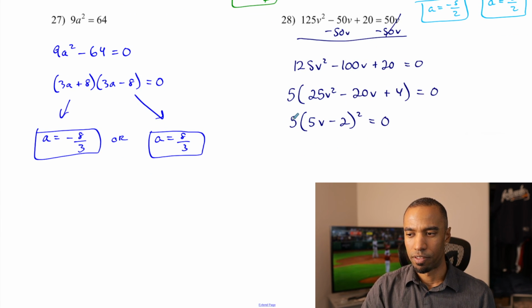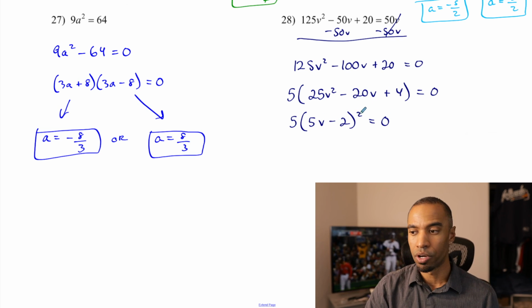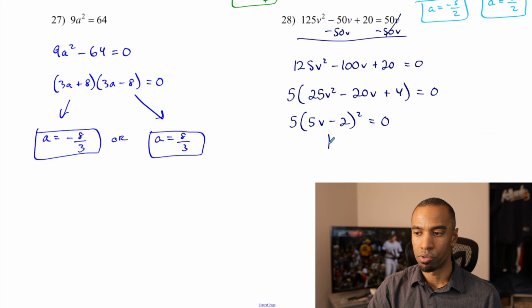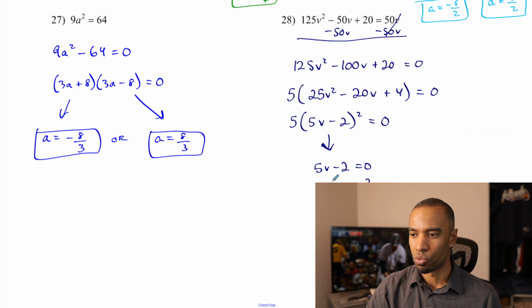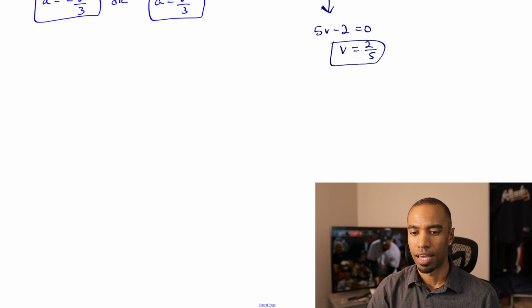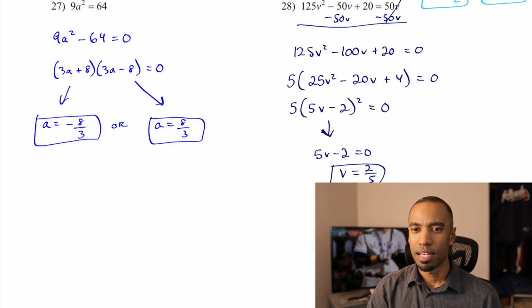The 5 is irrelevant to this case. If 5 times something is 0, then that something is going to have to be the thing that's 0. 0 squared is still 0. So the whole case here that we're looking at is if 5v minus 2 equals 0, what is v? Add 2 to both sides, divide both sides by 5, v equals 2 fifths, like that, right there. And that's the final one.